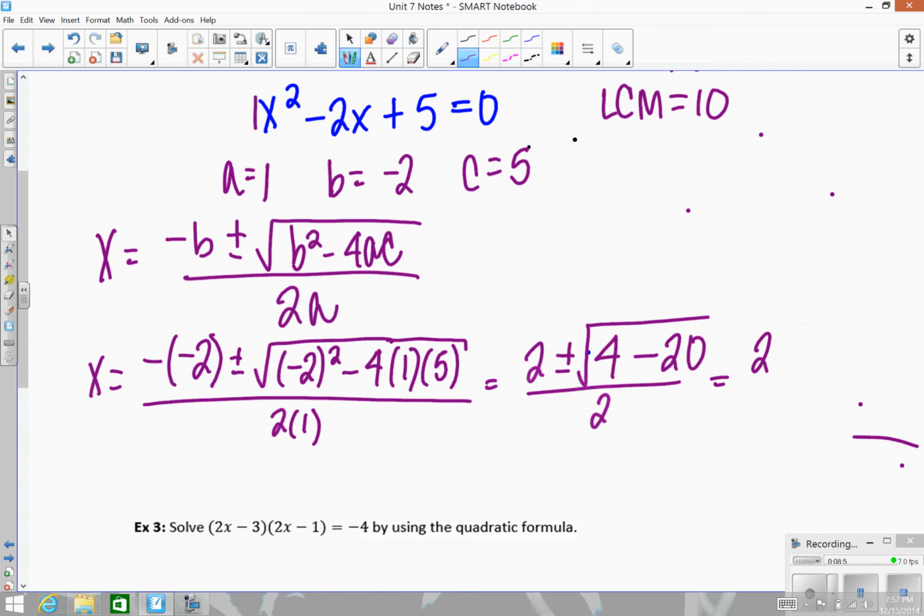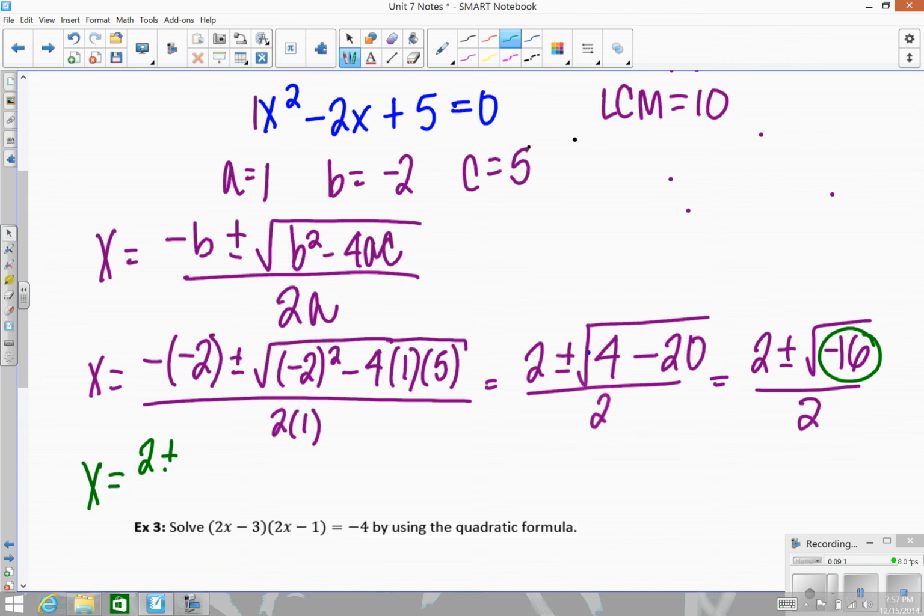So we have 2 plus or minus the square root of negative 16. And hopefully you're remembering that whenever we have a negative 16 underneath the square root, because this is a negative, it's going to become an imaginary number. So I'm going to have x equals 2 plus or minus. So remember, because it's a negative 16, you've got to take out an i. When you take the square root of 16, it's just going to be 4. So it'll be 4 times i, over 2.